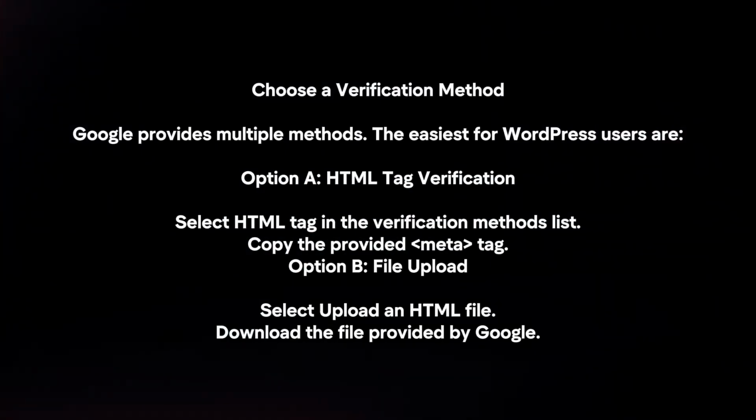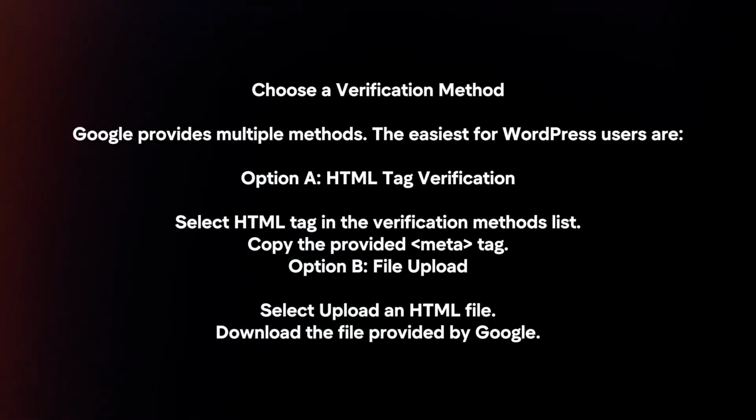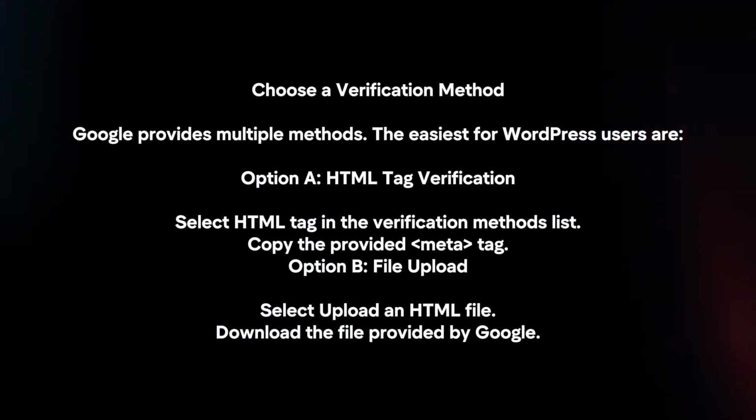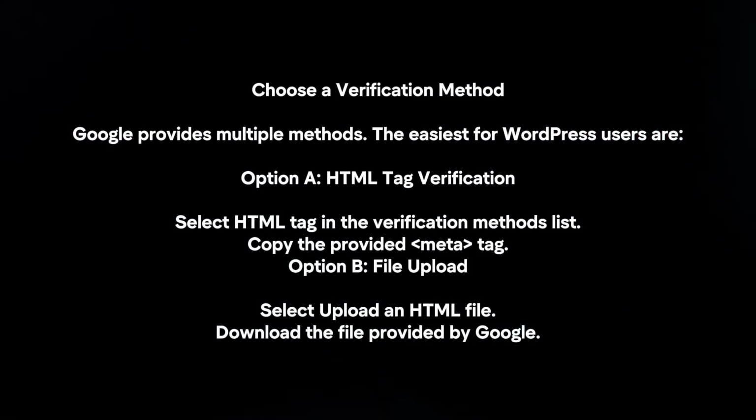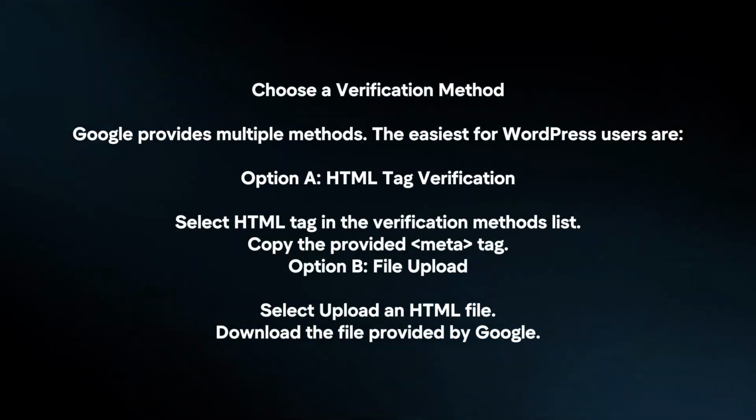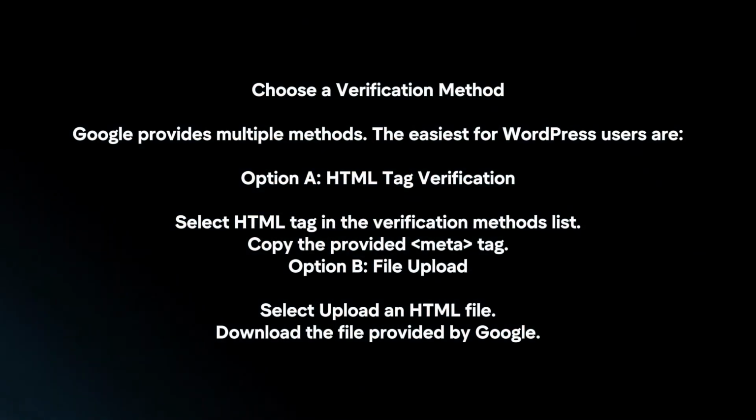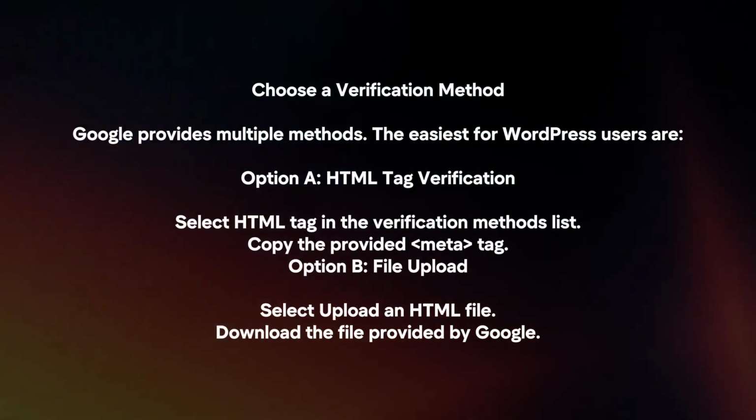Choose a verification method. Google provides multiple methods. The easiest for WordPress users are Option A, HTML tag verification. Select HTML tag in the verification methods list. Copy the provided meta tag.